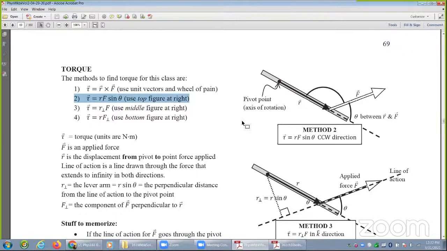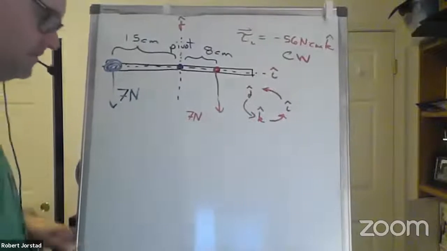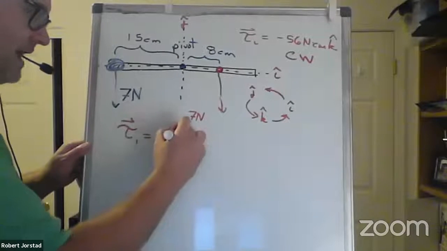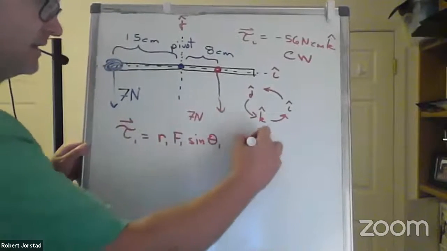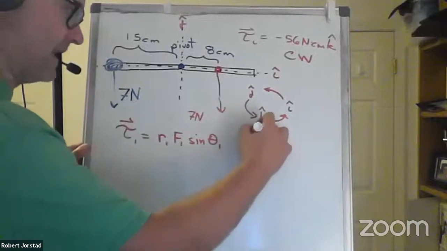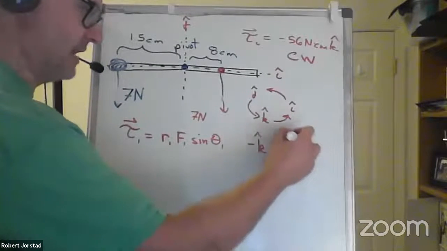Could we just go really quick over how we would apply it to what we already have on the board, just to get a little concept? Okay, so let's do torque 1 again. So torque 1 should equal R1 F1 sine theta 1, and then it's negative K hat from the right hand rule. Are you okay with the right hand rule part? Sorry, I spent all my time on that.